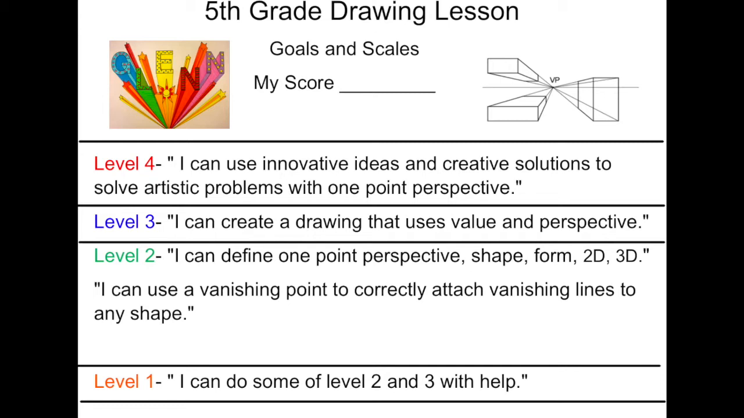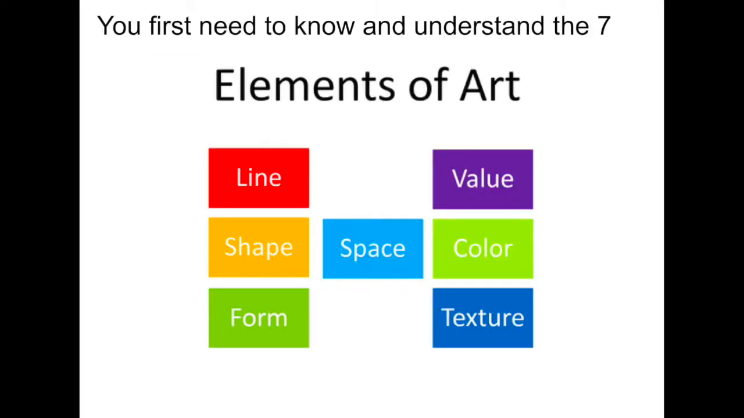Let's start with level 2. I can define 1-point perspective, shape, form, 2D, and 3D. And I can use a vanishing point to correctly attach vanishing lines to any shape.